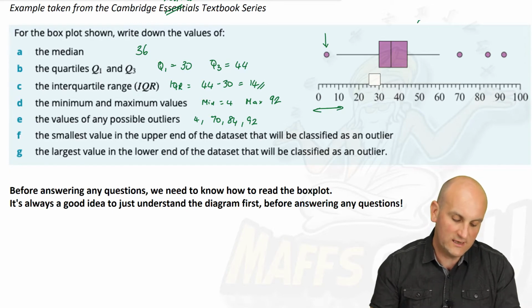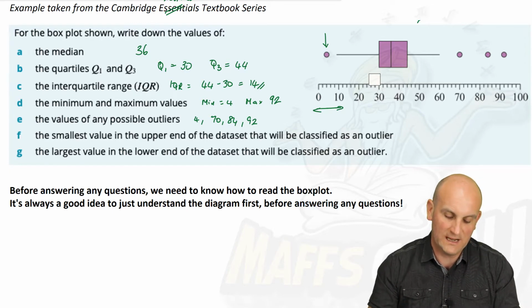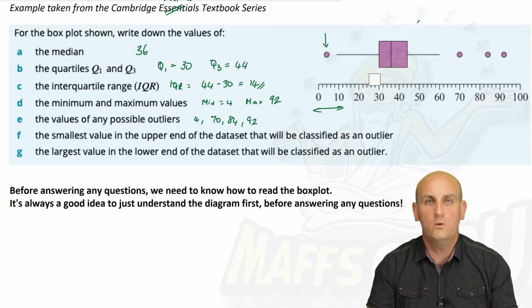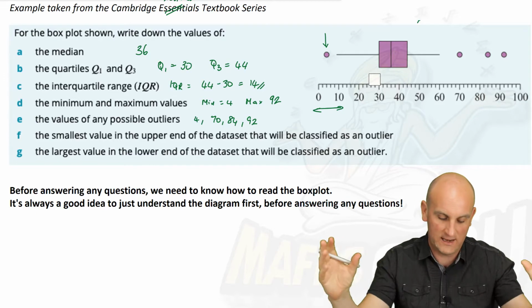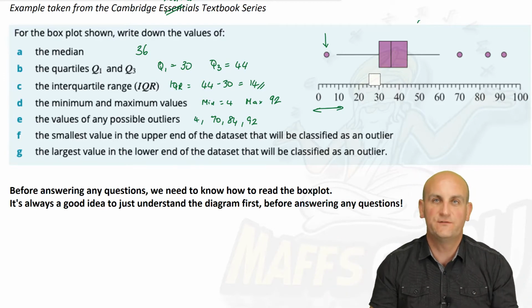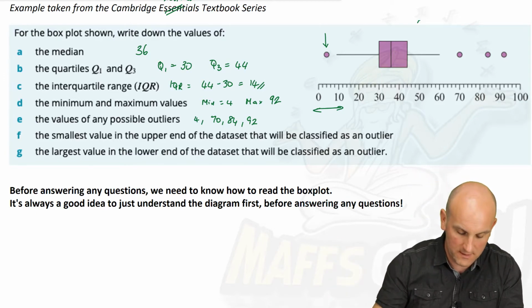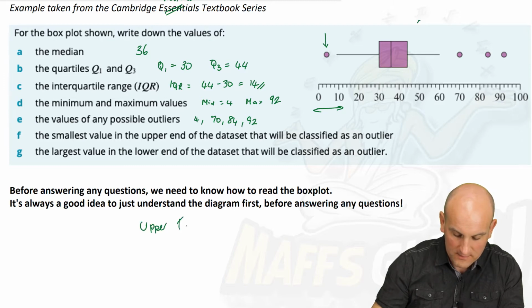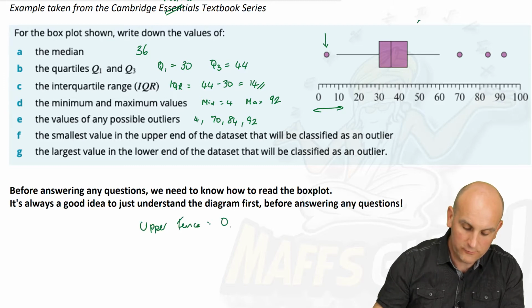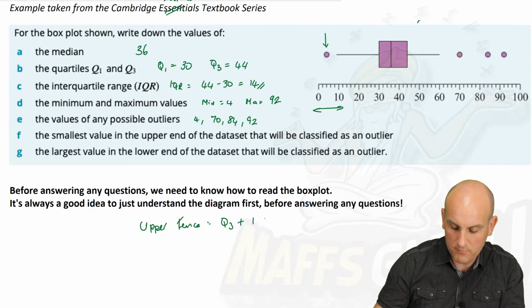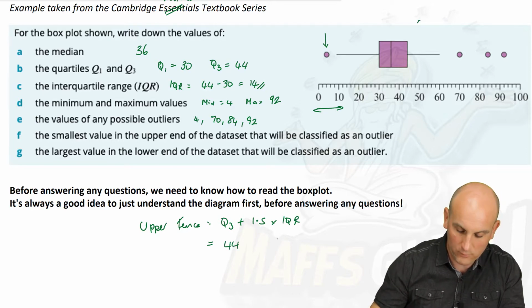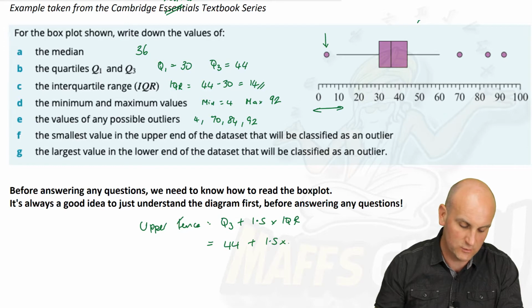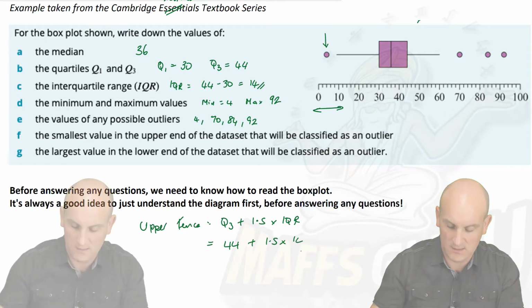The smallest value in the upper end of the data set that will be classified as an outlier. Whoa, what does that mean? Well, as usual, maths is trying to trick us by using long language. What that's actually saying is find our upper fence. If you remember, our upper fence was given by Q3 plus 1.5 times the interquartile range. Do we know the value of Q3? We do, it's 44, plus 1.5 times my interquartile range, and we found the interquartile range of 14.